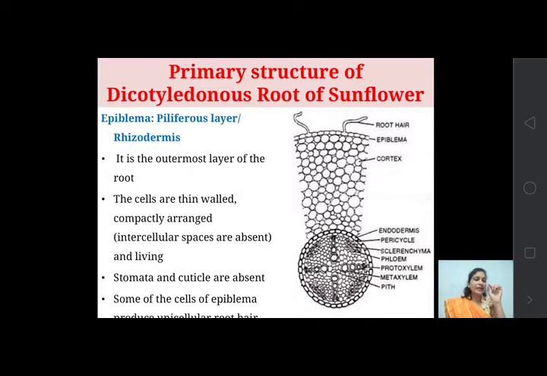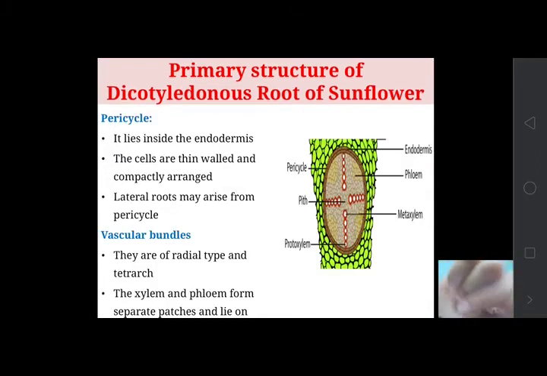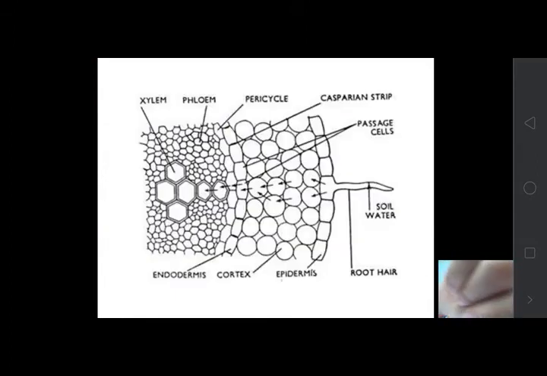Okay, and at the center there is a presence of thin walled parenchymatous cells, that is known as pith. So this is the overall internal structure, or the primary structure, of the dicotyledonous root. So how it looks, that is the whole internal structure. Okay, you can understand the internal structure of the root. Now, how the water passes.